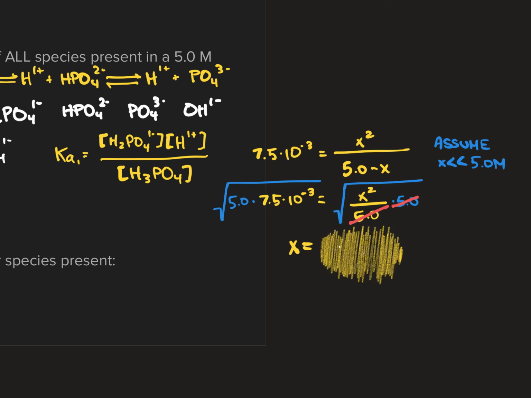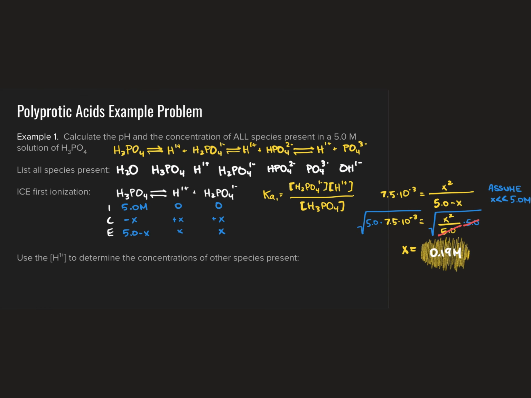0.19 molar. Now, having calculated our X value, if we look back to our ice table, we recognize that that X value now gives us the concentration both of the hydrogen ion produced from that first dissociation of the phosphoric acid, as well as the dihydrogen phosphate ion H2PO4 1 negative.